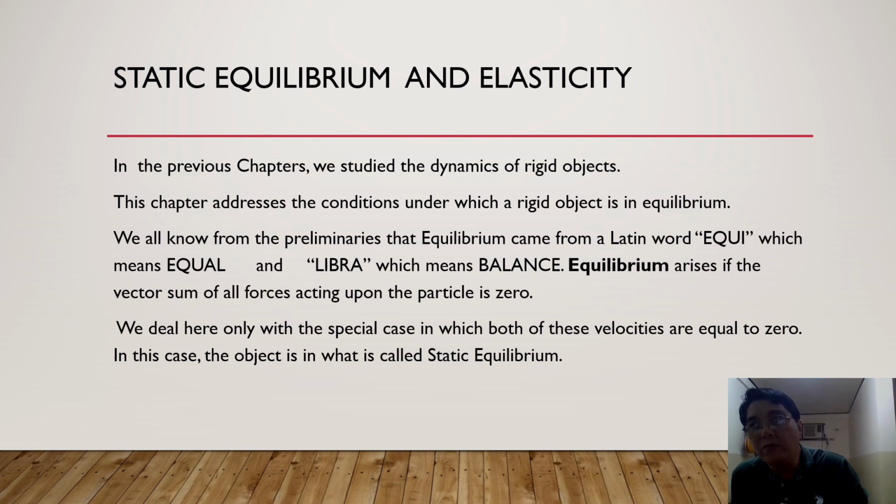So, ano ba yung equilibrium? Nung nasa prelims tayo, equilibrium, ito yung sinasabi. So, it came from a Latin word, equi, that means equal, and libra, that means balance. So, equilibrium arises if the vector sum of all forces acting upon the particle is equal to 0. So, yan yung tinatawag natin na equilibrium. Ngayon, napag-aralan din natin na, sir, ang equilibrium ba pag nakatigil lang? Hindi.